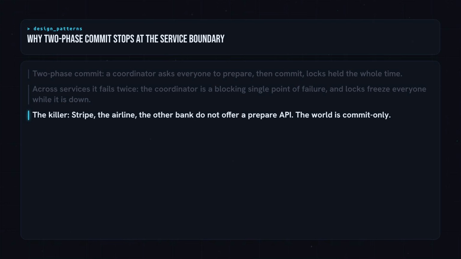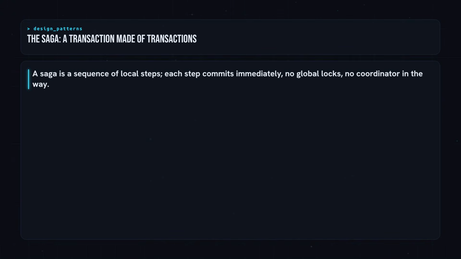What is the correctness model that works with commit-only steps? The Saga pattern was named in a 1987 paper by Garcia-Molina and Salem, originally about long-lived transactions inside a single database, and it aged into the standard answer for distributed workflows. The move is to stop pretending you have one atomic transaction and admit you have a sequence of local ones.